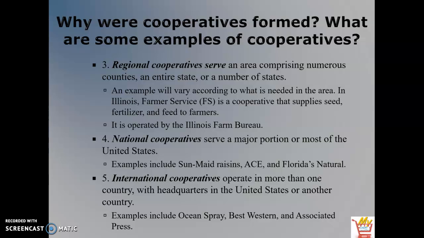A national cooperative serves basically either at least a major portion or most of the United States. So we talked about Florida Natural, Sun-Made Raisins, Farmland Meat. That's a national cooperative. And then an international cooperative obviously would operate all over the world. So multinational, with headquarters in and outside of the United States.